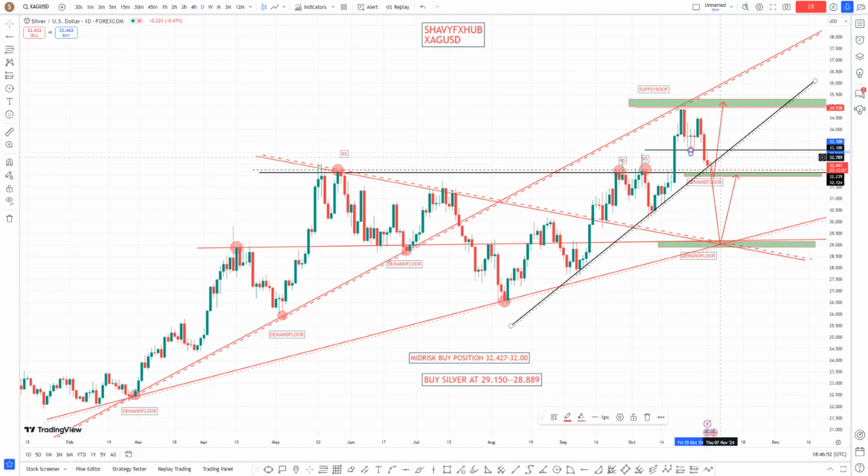However, we cannot conclude that this is a real double top until price breaks out from the demand floor. It needs to break out from the demand floor to return to a supply roof. So if price breaks out from the demand floor and returns to the supply roof, then we validate our analysis that the double top is real. Then price can pull down to this level at 29.150 into 28.889 as the next buy position.